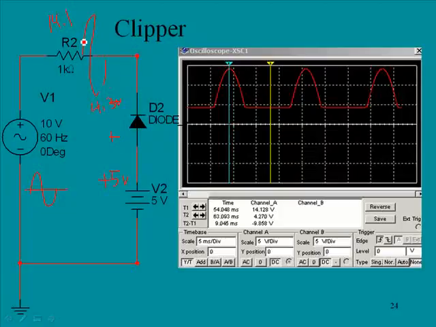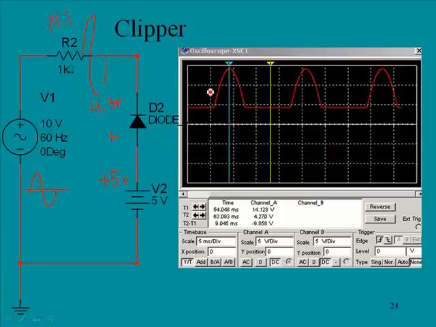So this AC signal comes in, and when it gets to about 4.3 volts, something is going to happen. This diode is going to turn on, and then the rest of that signal is going to be shunted down here to ground, and we'll just see the 4.3 volts across this diode and this power supply. And so here is the resultant wave shape.